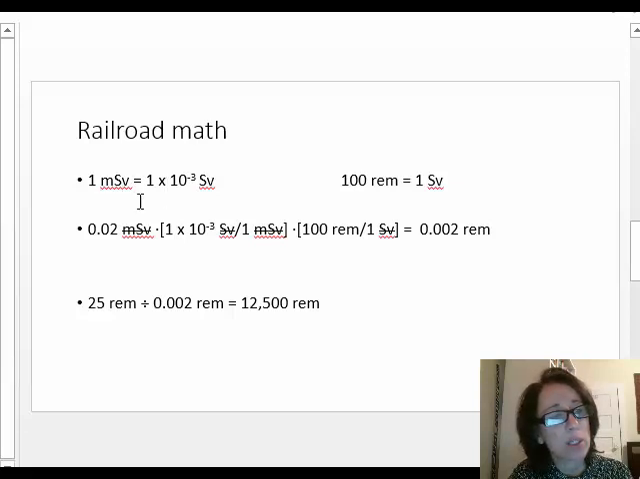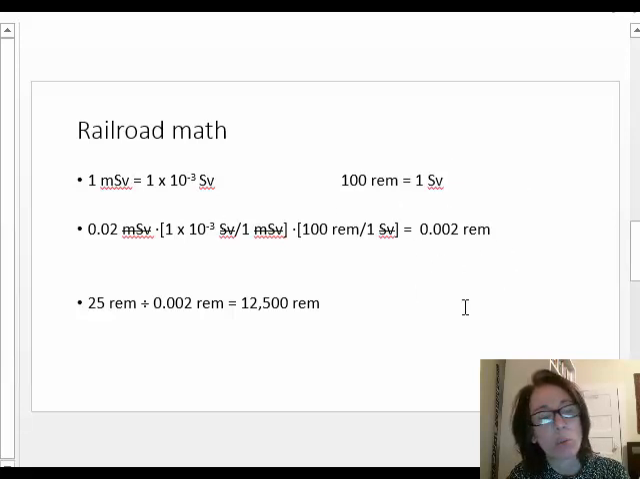We know that a milli-SV is going to be 1 times 10 to the minus 3 SV, and then according to the table 100 REM is equal to 1 SV. So we start out with our given 0.02 milli-SV and multiply by this conversion factor such that the milli-SV cancels out. Put that in the denominator of our conversion factor ratio. Our milli-SV cancels out, as I said, and then we'll multiply by our next conversion factor, 100 REMs per 1 SV, and we arrange that so that our SV cancels out.